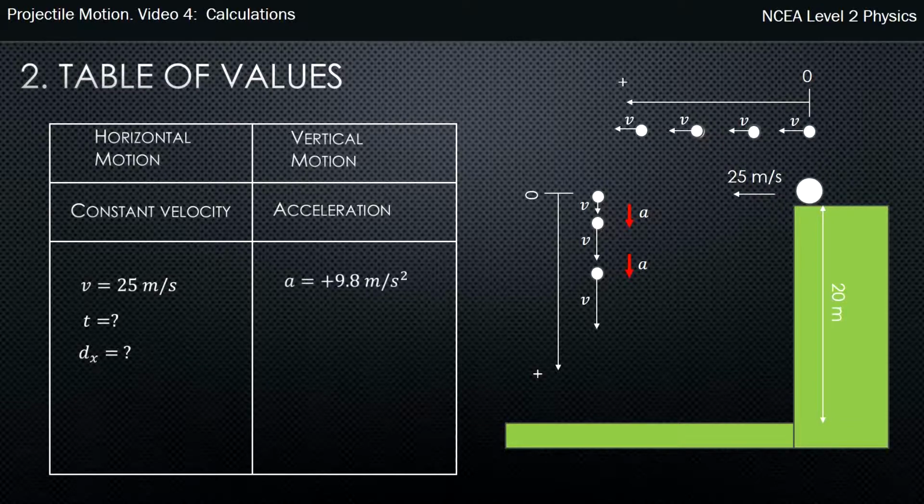Vertical, what do we know? Acceleration is positive 9.8. It's positive because we've chosen downwards to be positive. The initial vertical velocity is 0. It doesn't have any vertical velocity to start with. It's only going horizontally. We don't know its final velocity. We don't know how much time it's in the air for. But we know the vertical distance it's moving is 20 meters.